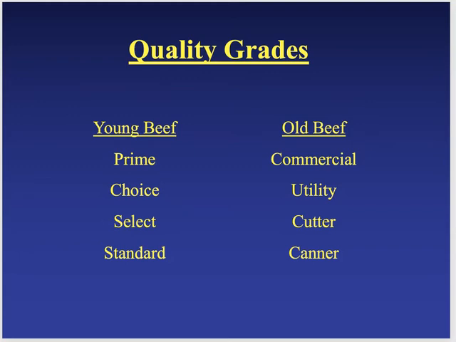But when we look at the actual quality grades we assign once we have everything, we look at prime, choice, select, and standard as our quality grades for young beef. Now if we get into the old beef, we're looking at commercial, utility, cutter, and canner. A lot of times you don't get to buy those. Those are going to go into further processed products like sausages or ground beef, stuff like that. You won't see a whole lot of that come out in steaks. So when you buy steaks, you're mainly looking at the prime, choice, select, and standard product.